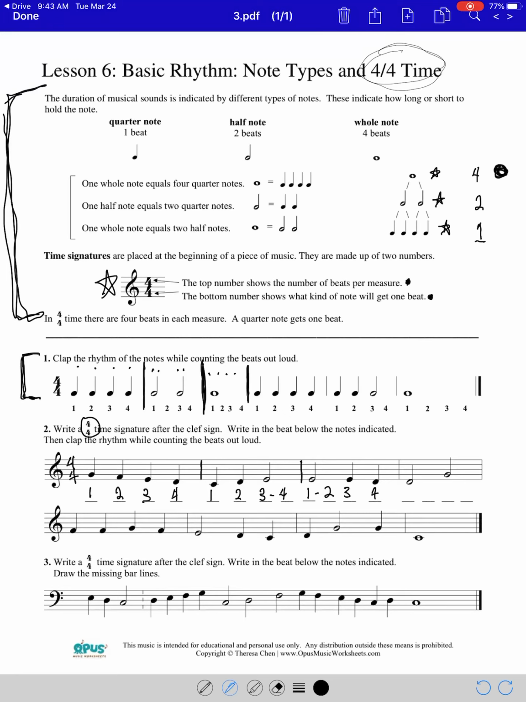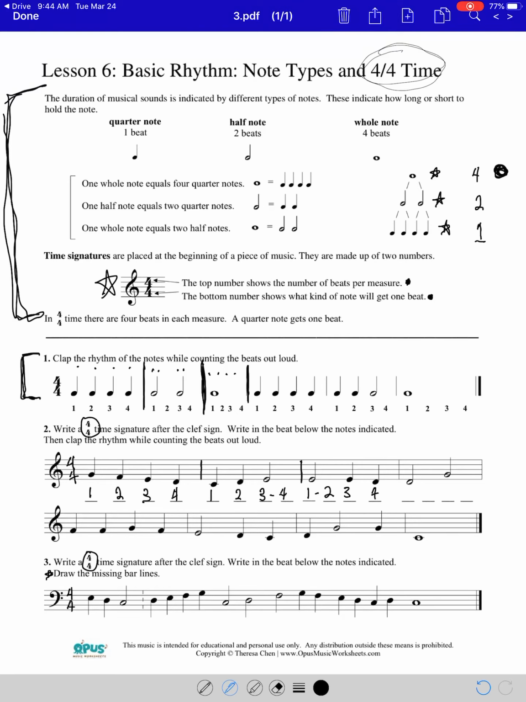Now let's look down at number 3, and I'll show you again how to do the first 2 measures here, and you can figure out the rest. So number 3 again says write a 4/4 time signature after the clef, and then write in the beat below the notes indicated, just like we did above, but this time it wants to do an extra step. It wants to draw the missing bar line. So let's start off with the first part. Write a 4/4 time signature after the clef. This is our clef. That's a bass clef, not a treble clef, but you should have seen that in the last packet. So after the clef, I'm going to write in a 4/4 time signature.